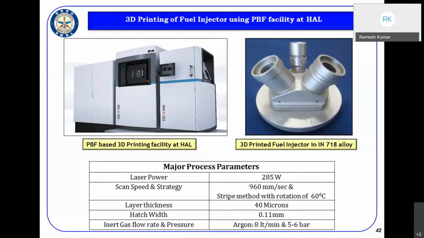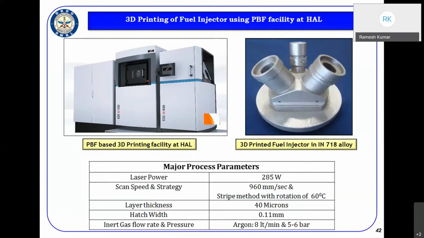This is the component which we have taken up for 3D printing using the powder bed fusion technology with the facility we have at HAL. So the parameters for the Inconel 718 that we have frozen are 285 laser power, layer thickness of 40 microns, hatch width, that means between each scan, of 0.11, and gas flow rate at 5 to 6 bars.